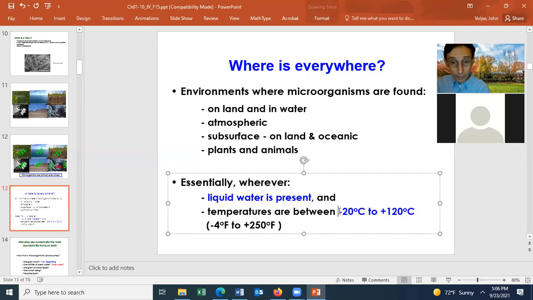Below a minus 20 degrees Celsius, you can find microorganisms, but they'll be frozen and not metabolically active. Some microorganisms, especially bacteria, can survive freezing temperatures, but they will not be metabolically active below minus 20 degrees. Above 120 degrees Celsius, it's hard to find microorganisms because this elevated temperature begins killing microorganisms. Any questions about any of that?